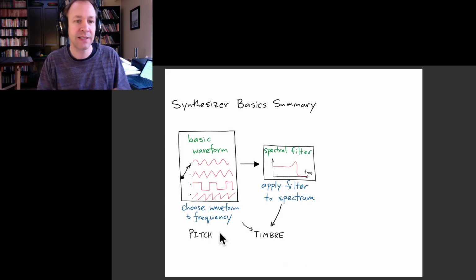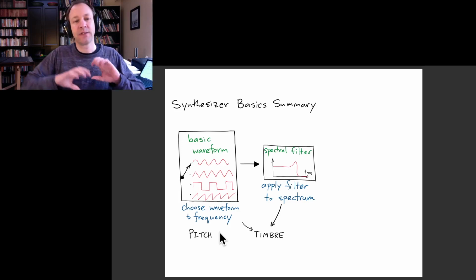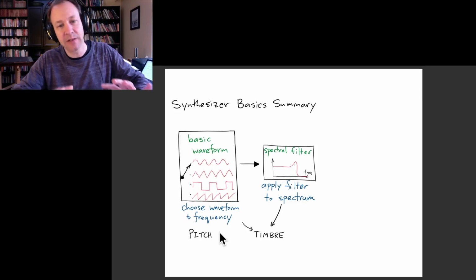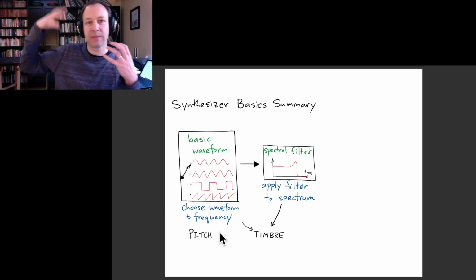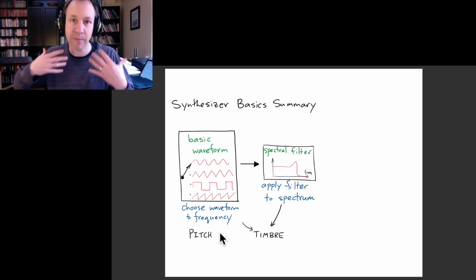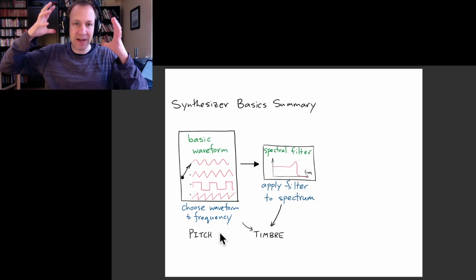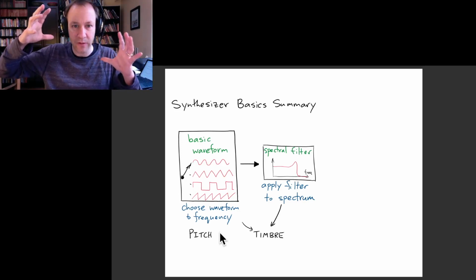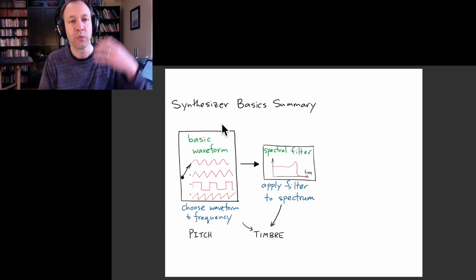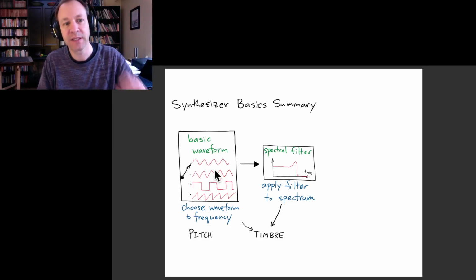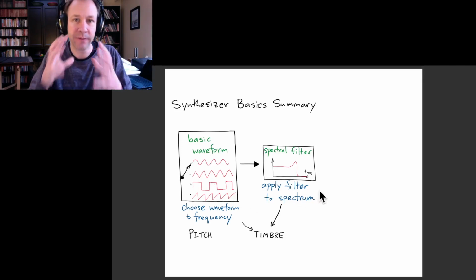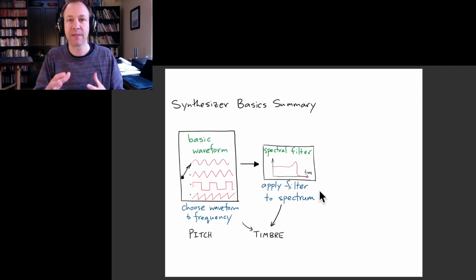The next thing is we take that sound and then, kind of like we talked about with the human voice, where the sound from our vocal folds is then processed or filtered by our vocal tract and by the shape of our vocal tract. In most synthesis, we're going to take our basic waveform and then we're going to filter that spectrum in some way.